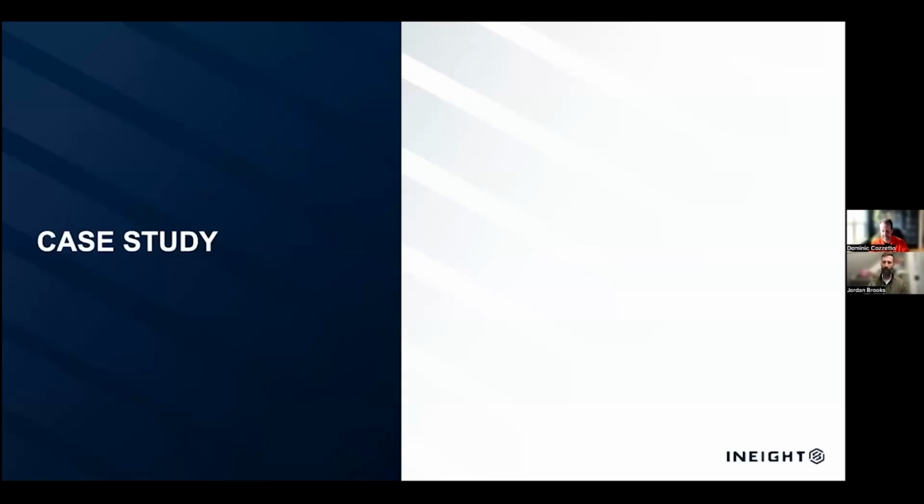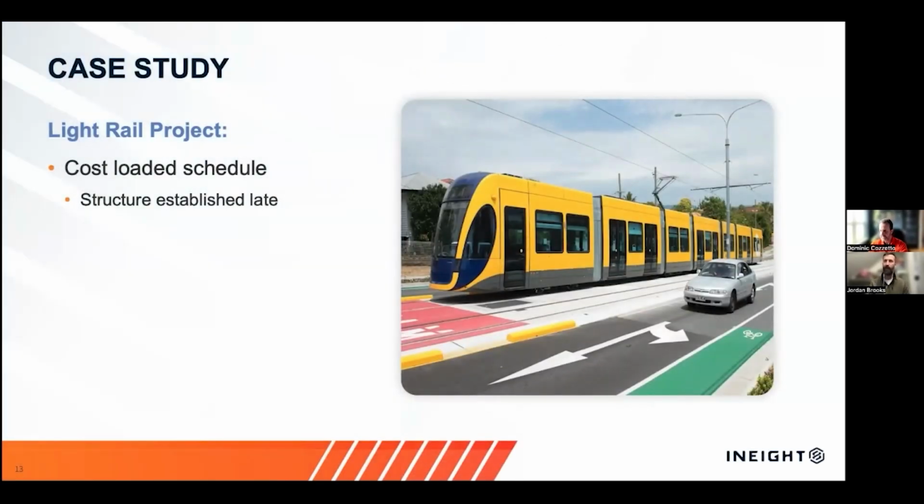So both jobs were presented with issues, but I'm going to try and present a bad case study initially, and then go into a good case study just so you can see the differences between the two and how we handled those. So this first one I'm going to jump into was a light rail project, $330 million.